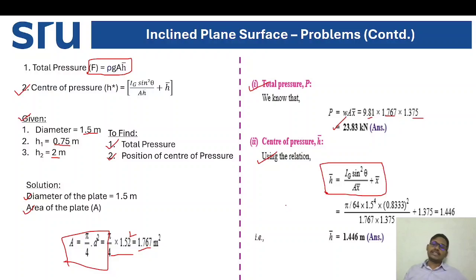And for the center of pressure, using the relation H star equals Ig sin square theta by A into X bar, plus X bar, that is equal to pi by 64 into d power 4, which we have discussed earlier, into 0.83 whole square by 1.767 into 1.375, plus 1.375, that is 1.446. So H star is equal to 1.446.